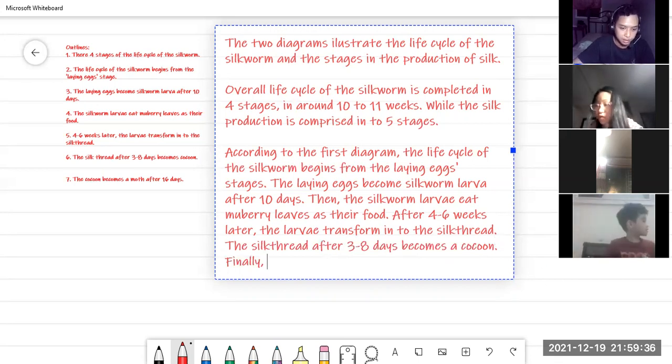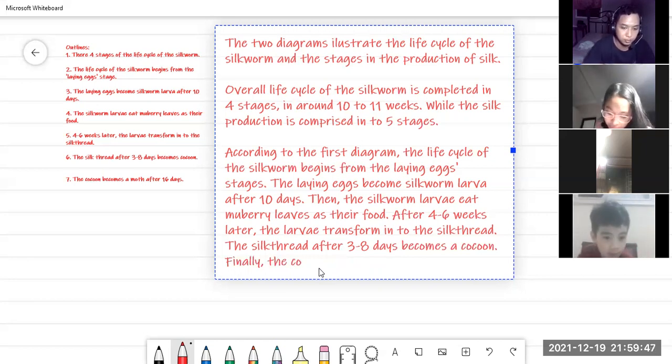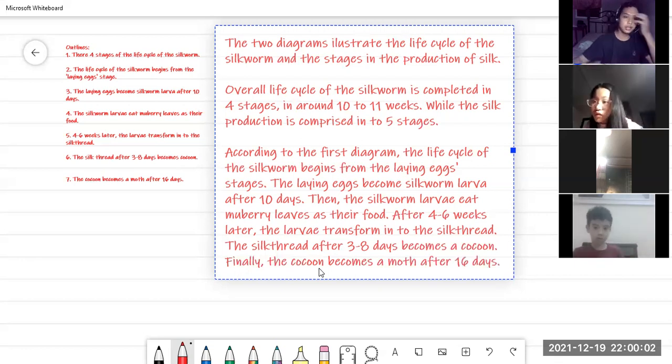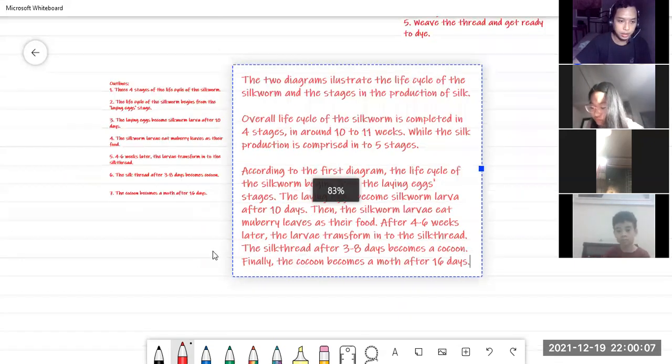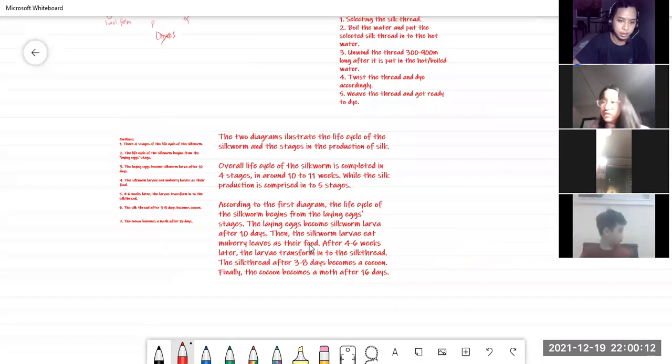Finally, what? What is the last one? Finally, the cocoon becomes a moth after 16 days. Okay, very good. So we have made the explanation for the first diagram.